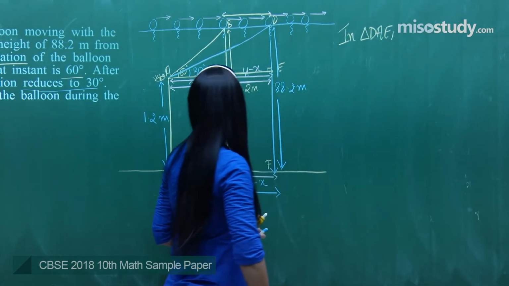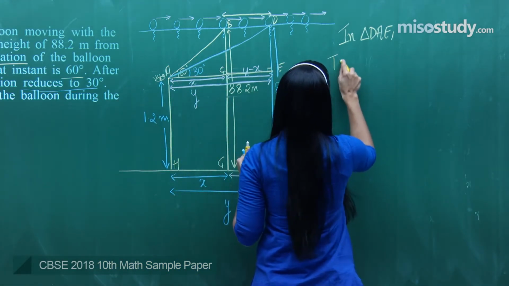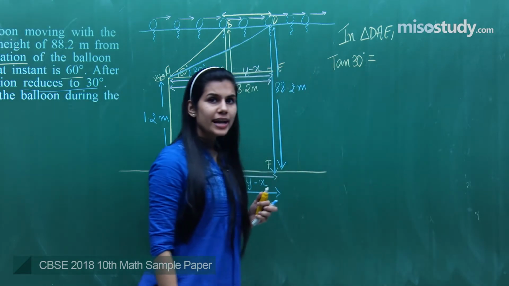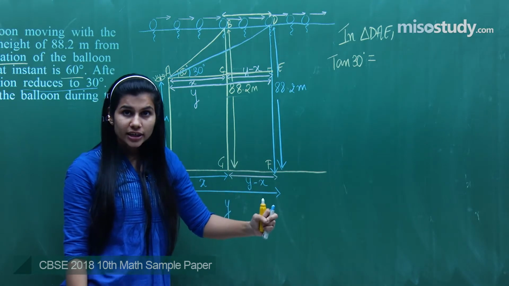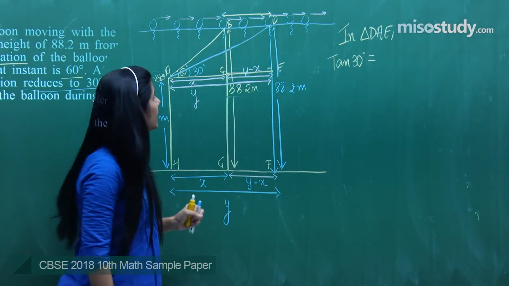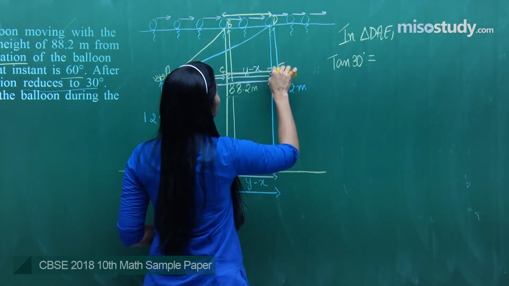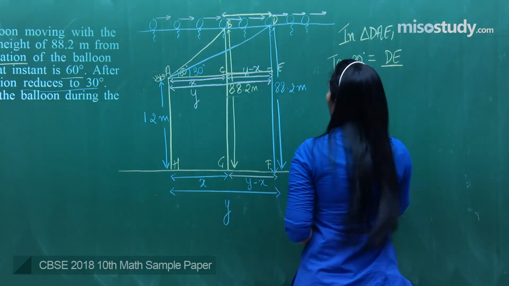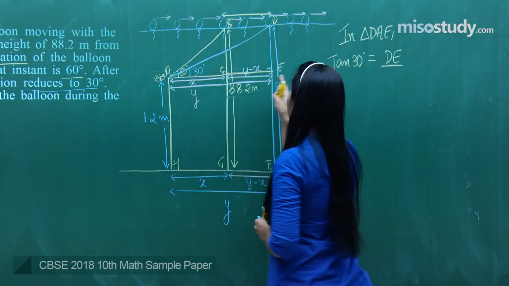In triangle DAE, if I work with tan 30, what is tan of an angle? Tan ratio of an angle is perpendicular upon base. The perpendicular is this. What is this? DE upon the base of the triangle DAE. The base is AE.